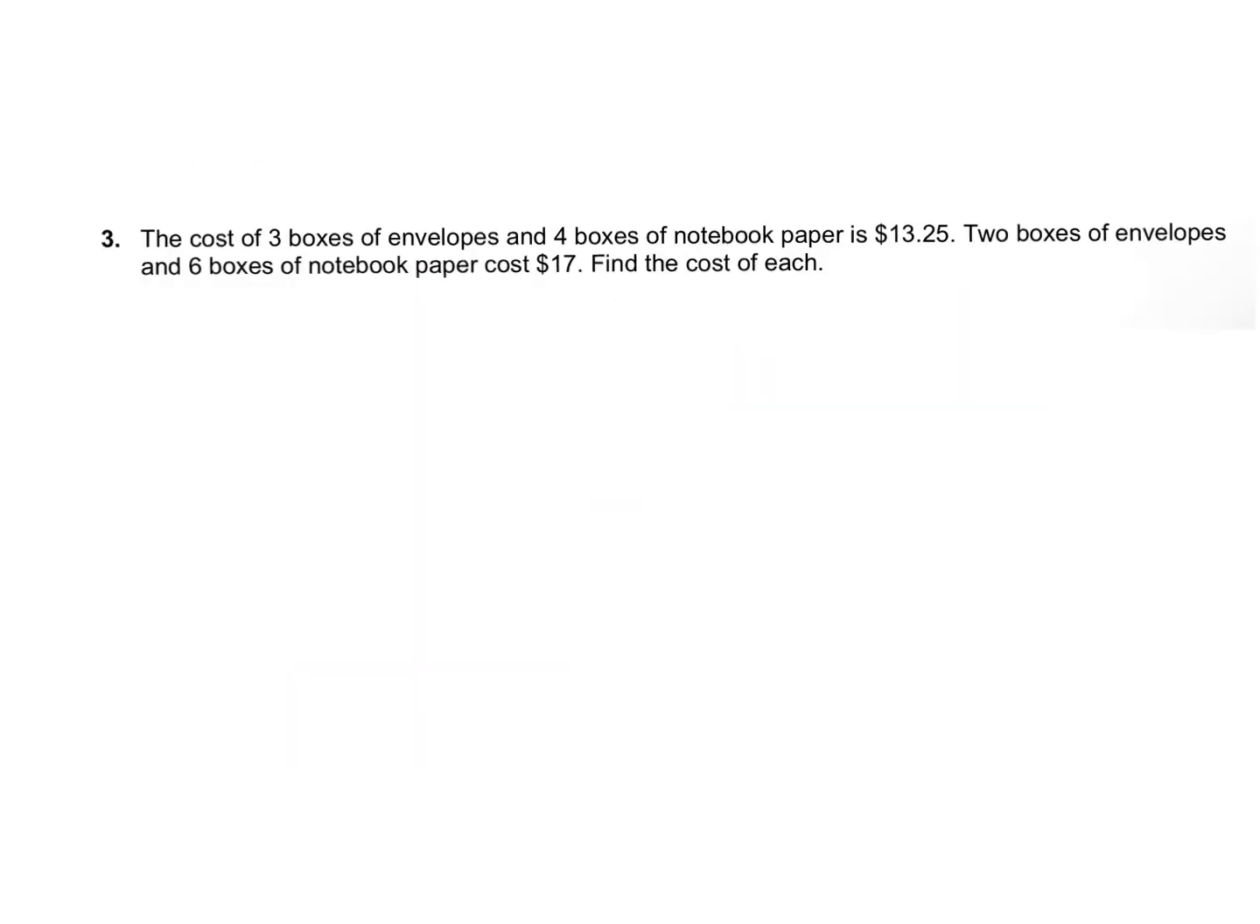So now we're going to take a look at some story problems. For number 3, it says the cost of 3 boxes of envelopes and 4 boxes of notebook paper is $13.25. 2 boxes of envelopes and 6 boxes of notebook paper cost $17. Find the cost of each. So the first thing we need to do is assign our variables. Let's make x equal to the envelopes, and then we'll have y equal to the paper.